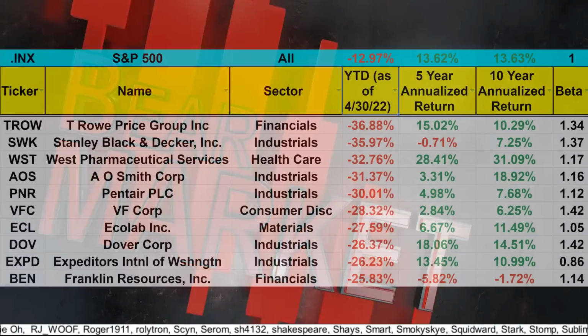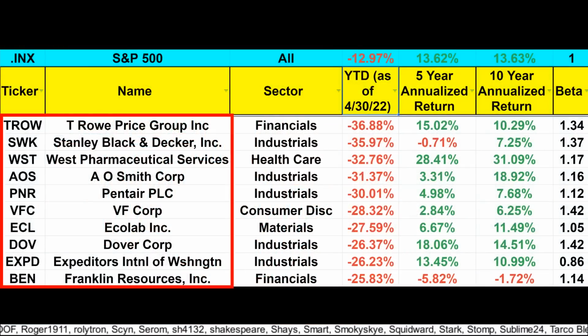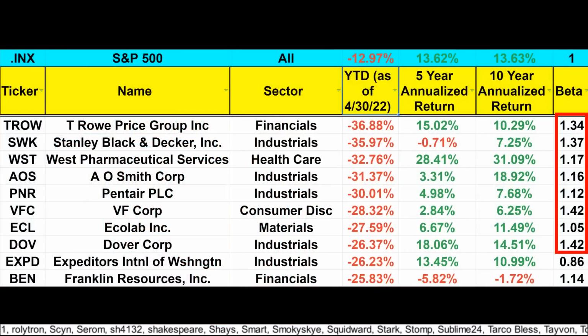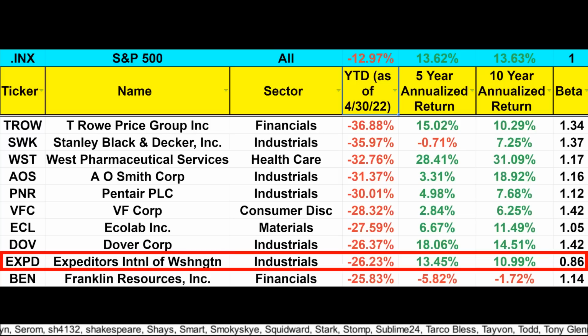Anyways, what we see so far in this data is that all the worst performers in this down market have betas greater than 1, until we get to Expeditors International of Washington, which has a beta of 0.86. Expeditors is a freight and logistics provider.